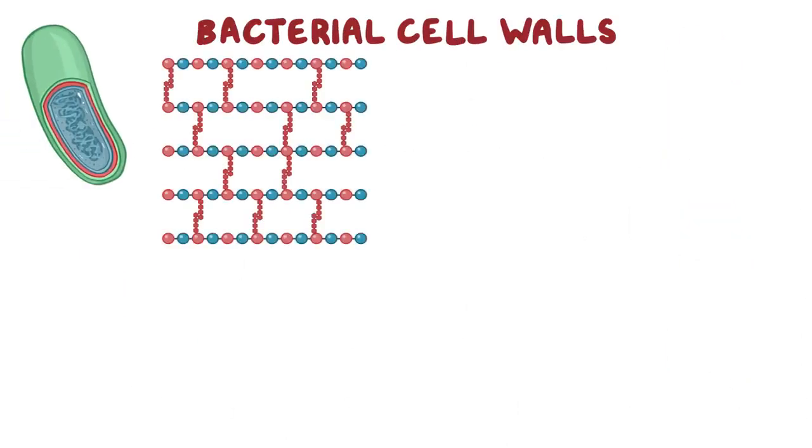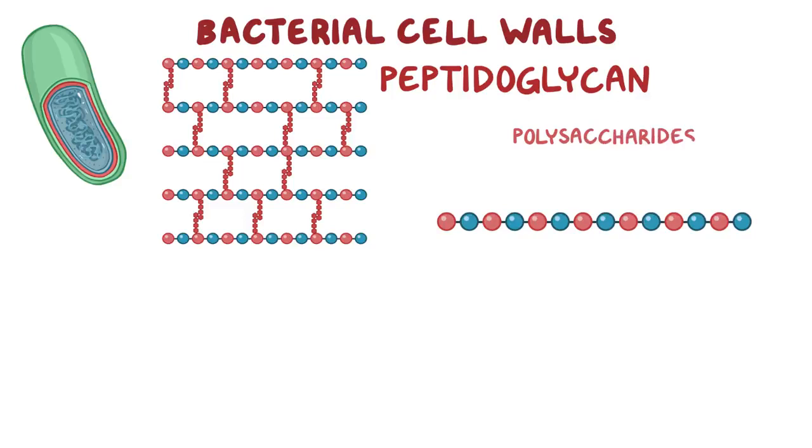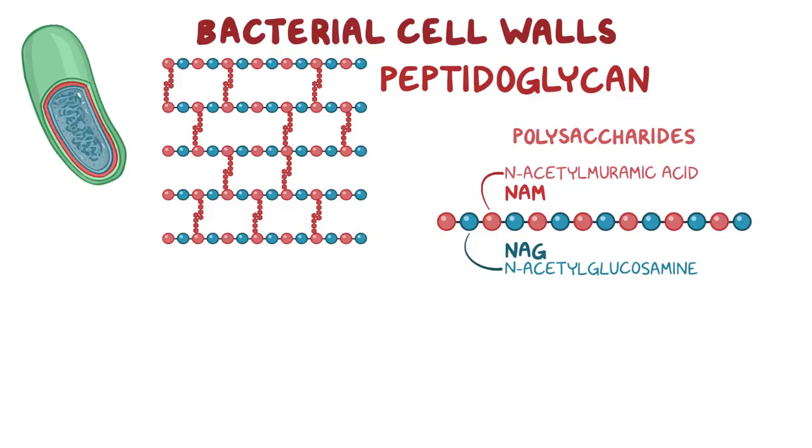Bacterial cell walls are made of a substance called peptidoglycan, or murein. Peptidoglycan is a molecule composed of long strands of aminopolysaccharides running in parallel. These are made of segments of N-acetylglucosamine, or NAG, and N-acetylmuramic acid, or NAM, in an alternating pattern, so NAG, NAM, NAG, NAM, and so on, like a pearl necklace.